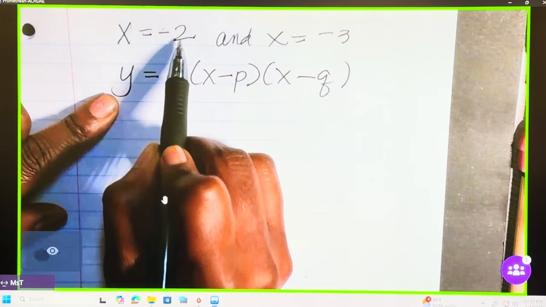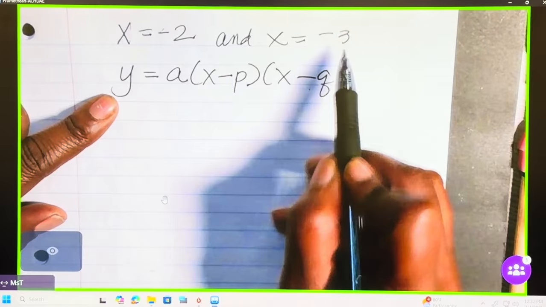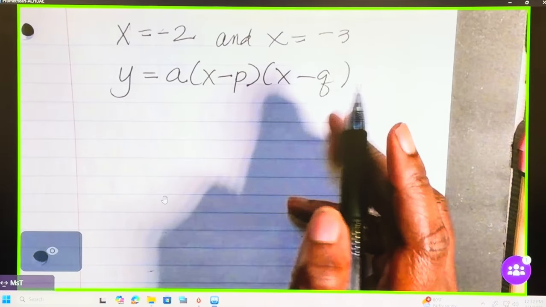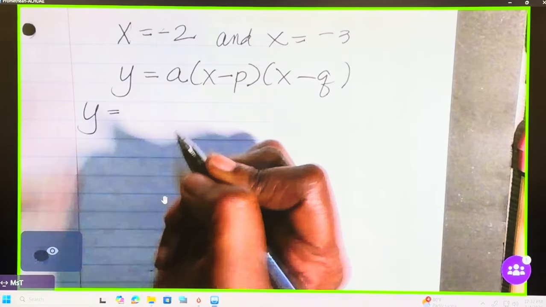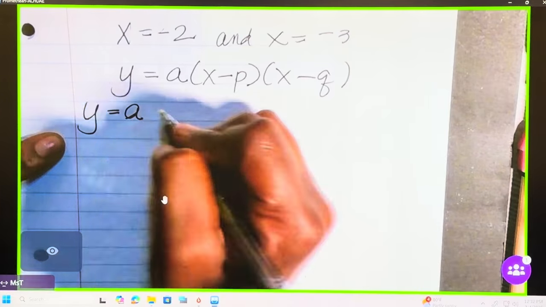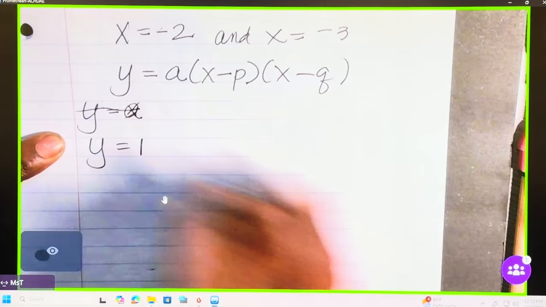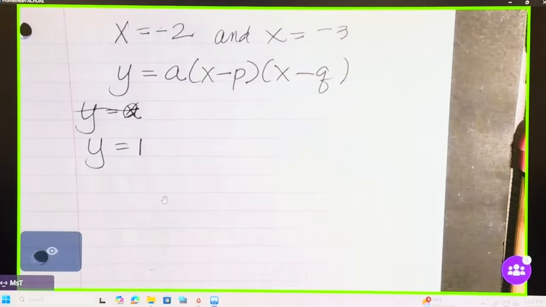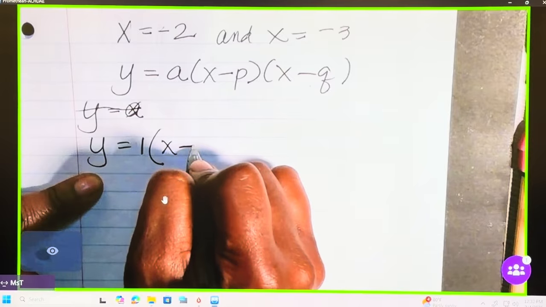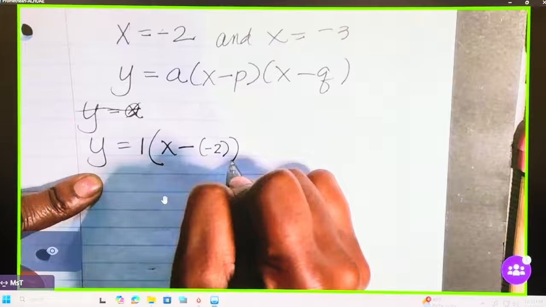What is this? This is the p. My solution. What is this? This is the q, isn't it? So watch what I do. Does it matter? It doesn't matter which order you put them in. Y equals a, well, first of all, there you go. Y equals 1. How do I know it's 1? Because that's what I got, right? Then I'm going to put what? Times x minus negative 2. Remember, any number we put in, we plug it in parentheses.